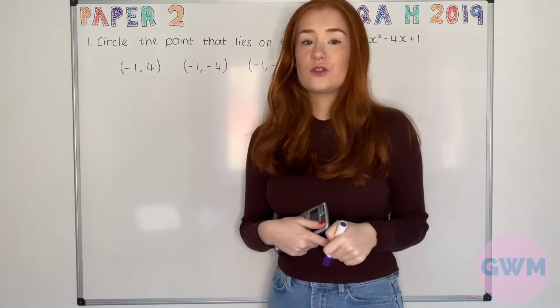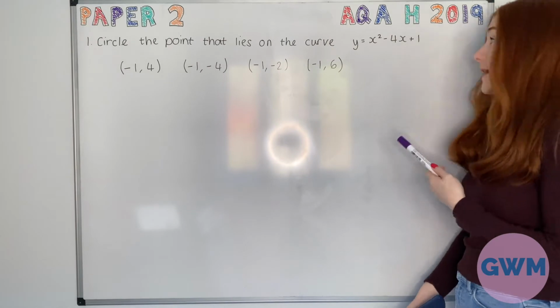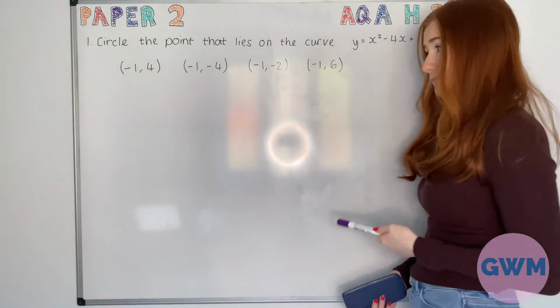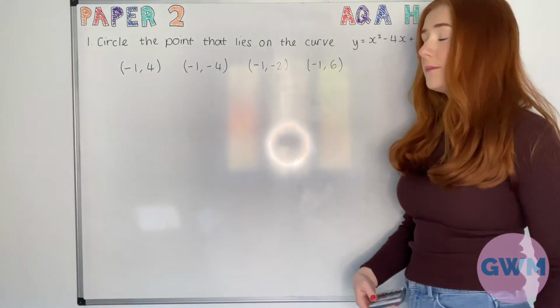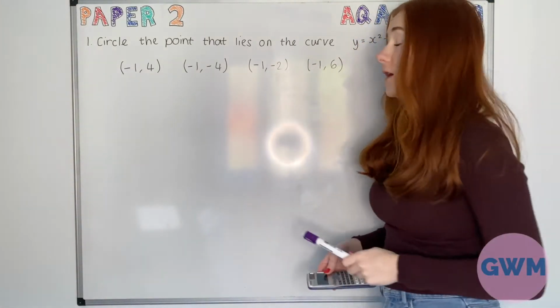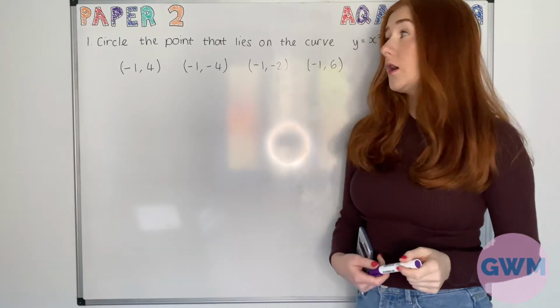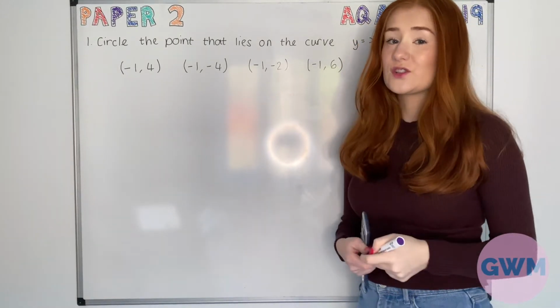Let's start with question 1. Question 1 says, circle the point that lies on the curve y equals x squared minus 4x plus 1. We've got a range of answers here. The first thing we can know is that each answer has a minus 1 at the start, so we know that the point where x is minus 1 must lie on this curve. Therefore, we can make this question quite simple.